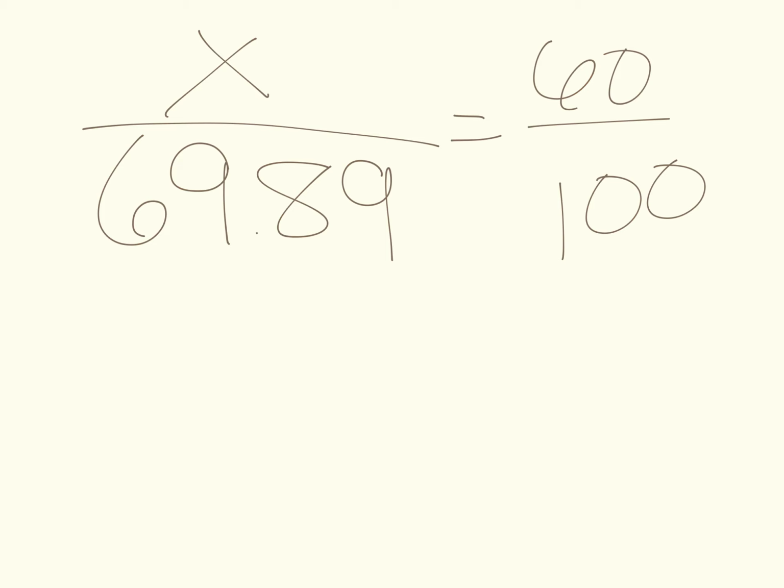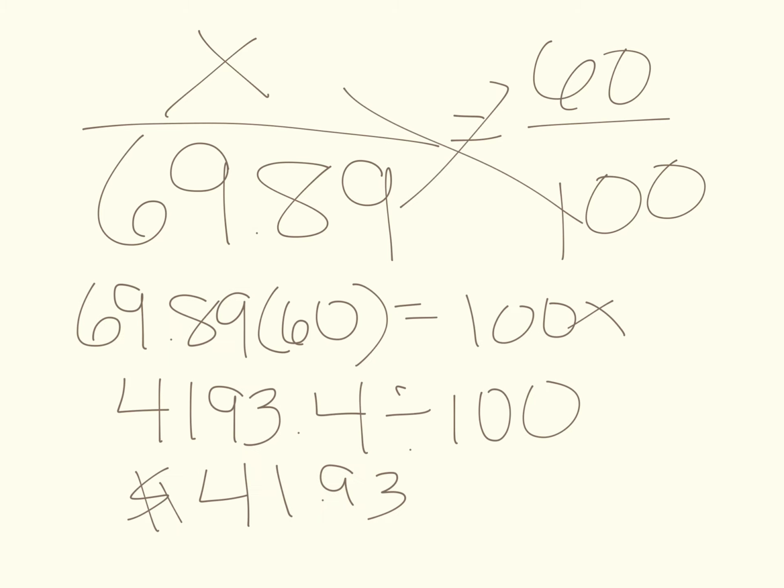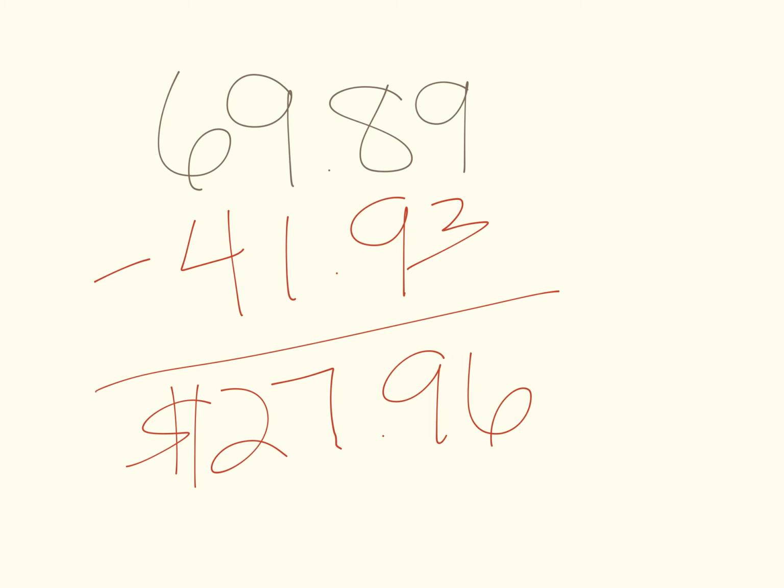Okay, $69.89, original price, and I'm getting 60% off. Figure it out. Hit pause. So I would have gotten $41.93 off, instead of getting $36.34 off, which is what I got. Let's see what that would have made my price. That would have made my price $27.96. And that would have been a little bit lower than what I was going to pay. That would have been a better savings.